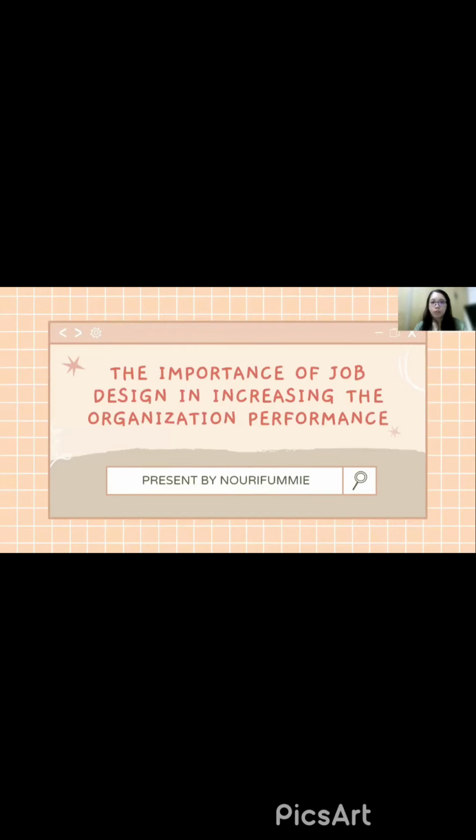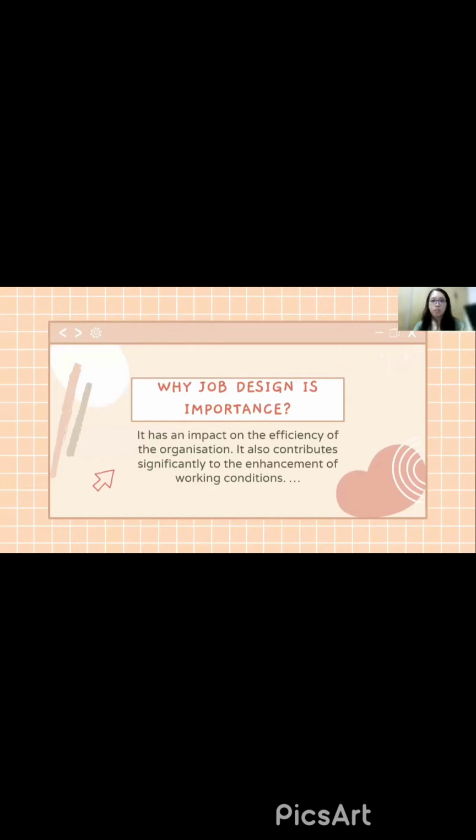My name is Rari Fumisha Zwani and I will be presenting about the importance of job design in increasing the organization performance. So, why is job design important? Because it has an impact on the efficiency of the organization. It also contributes significantly to the enhancement of working conditions. And then it also plays an important role in improving quality of working life. It designs the tasks required to complete the job successfully.